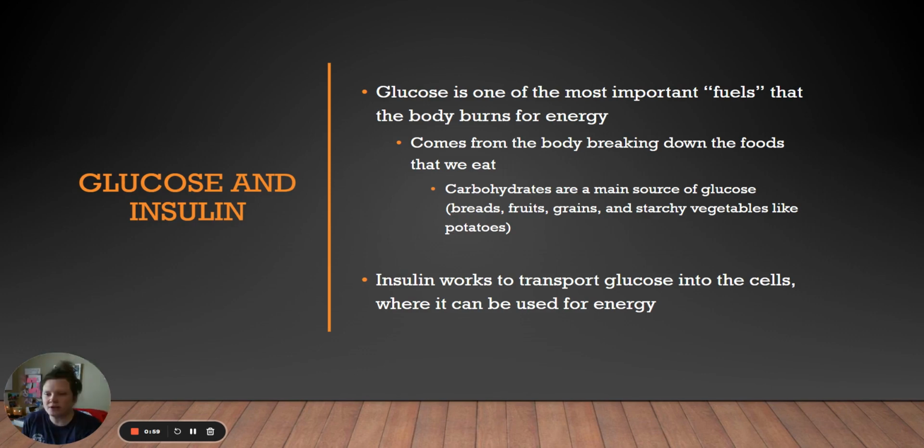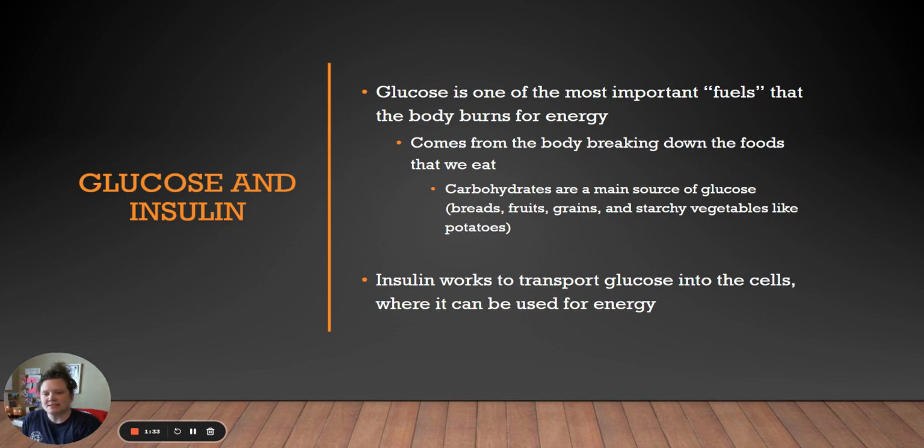So let's talk about glucose and insulin and how they interact. Glucose is one of the most important fuels that the body burns for energy. Just like a car uses gasoline to run, your body uses glucose as a fuel to run all of your body functions. The way that your body gets glucose is by breaking down the foods that you eat. And the easiest source of glucose for your body is carbohydrates. So that's things like breads and fruits, starchy vegetables like potatoes. Those are all sources of glucose for the body.